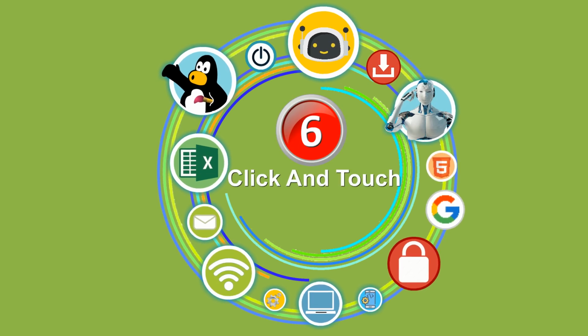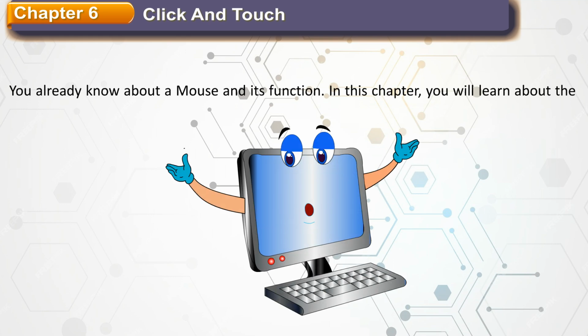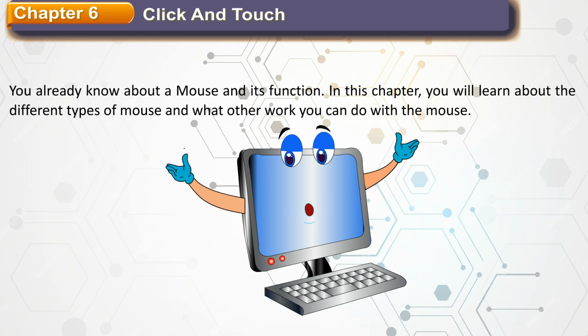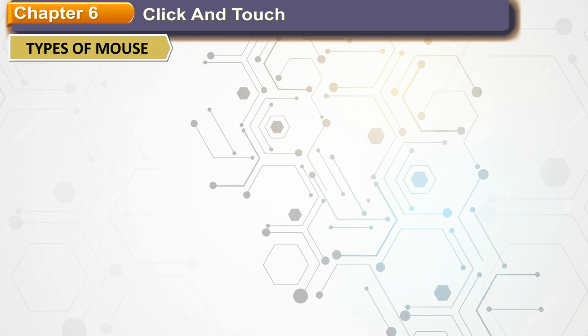Chapter 6. Click and Touch. You already know about a mouse and its function. In this chapter, you will learn about the different types of mouse and what other work you can do with the mouse. Types of mouse.